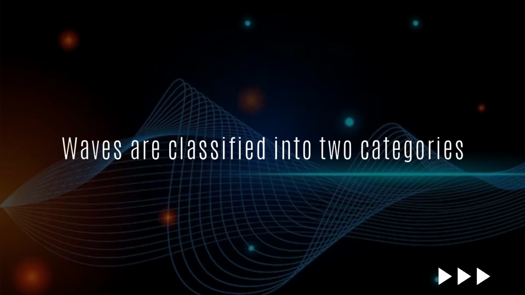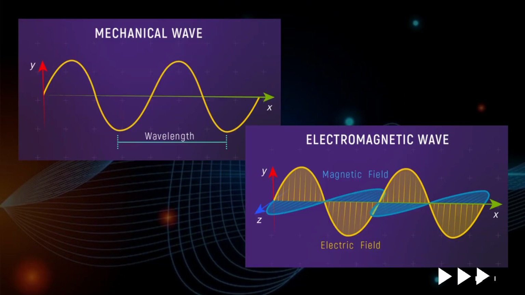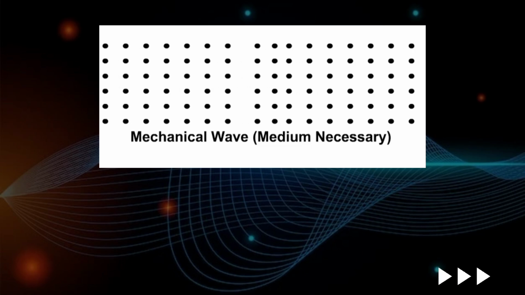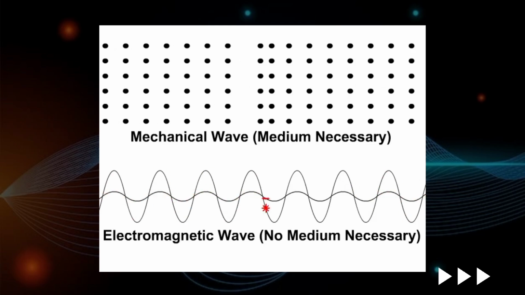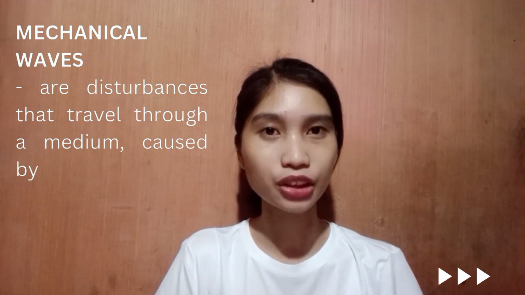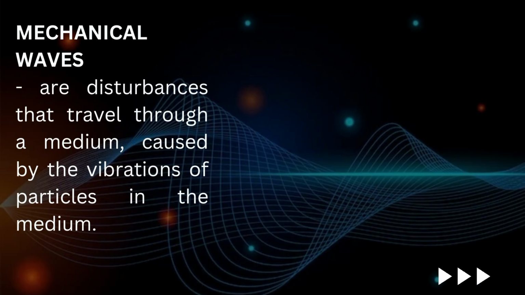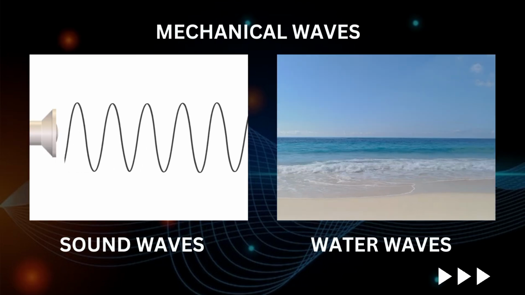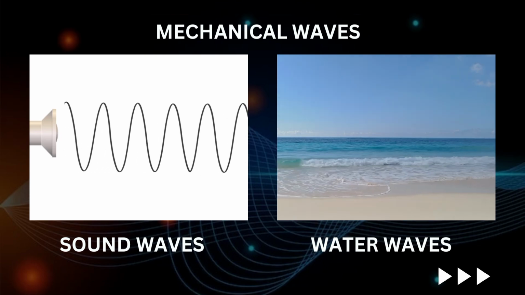Waves are classified into two categories: mechanical waves and electromagnetic waves. Mechanical waves require a medium to propagate, whereas electromagnetic waves can travel through a vacuum without the need for a medium. Mechanical waves are disturbances that travel through a medium, caused by the vibrations of particles in a medium. Examples include sound waves and water waves. Without a medium, mechanical waves cannot travel.